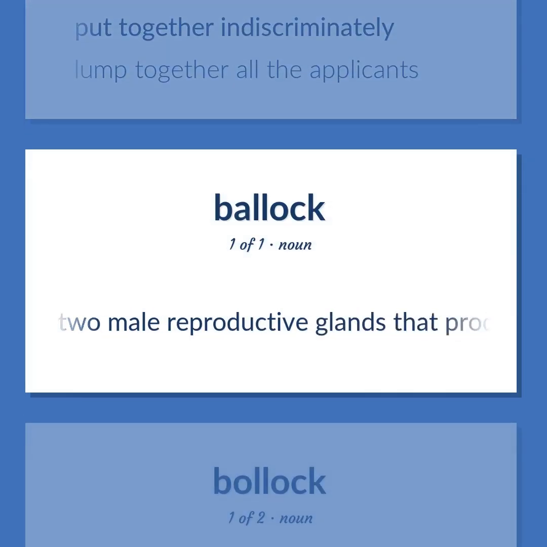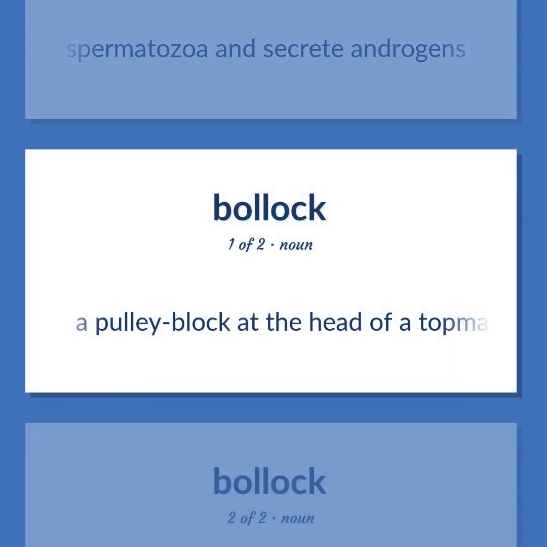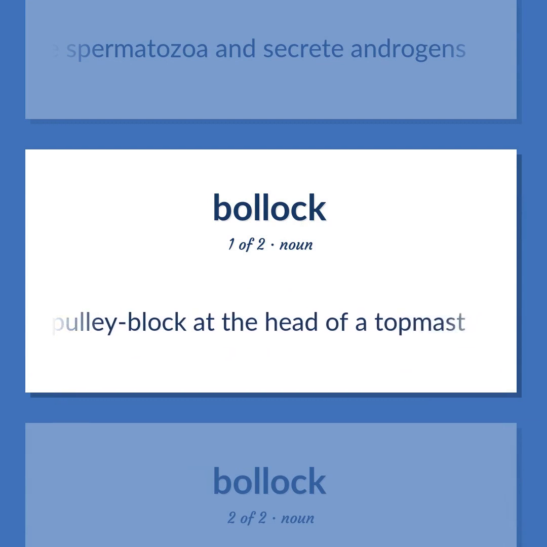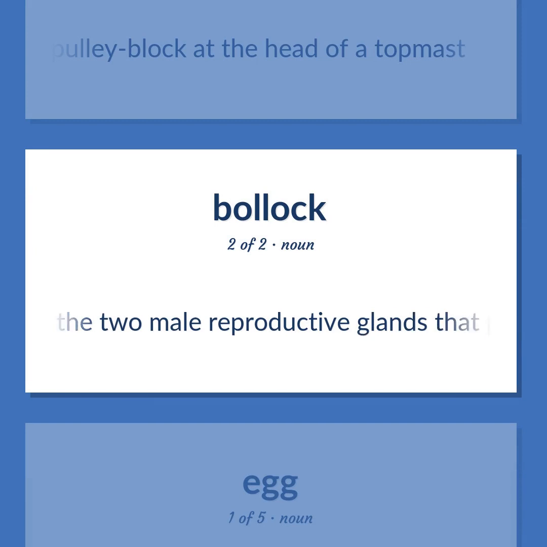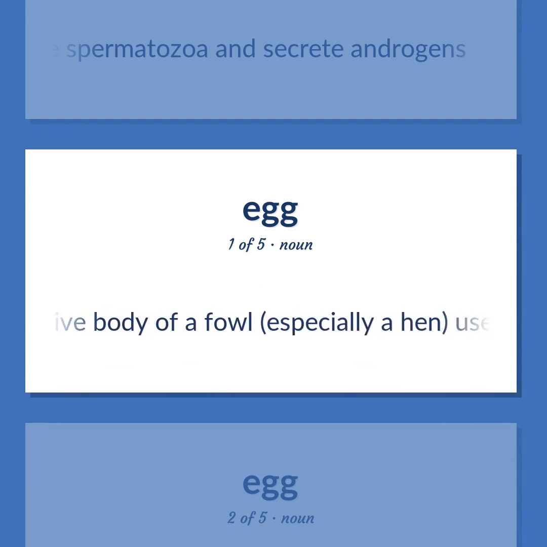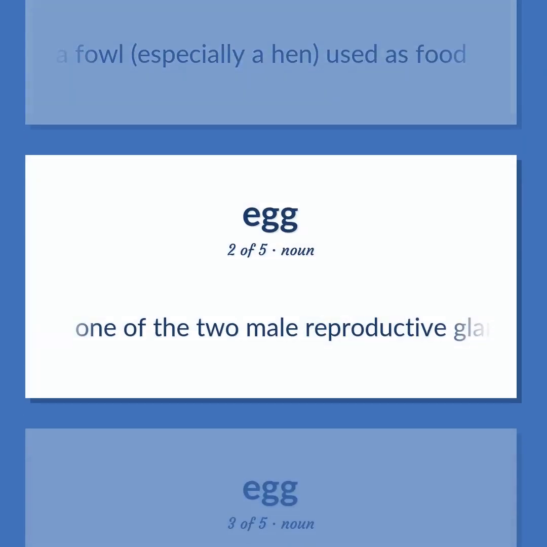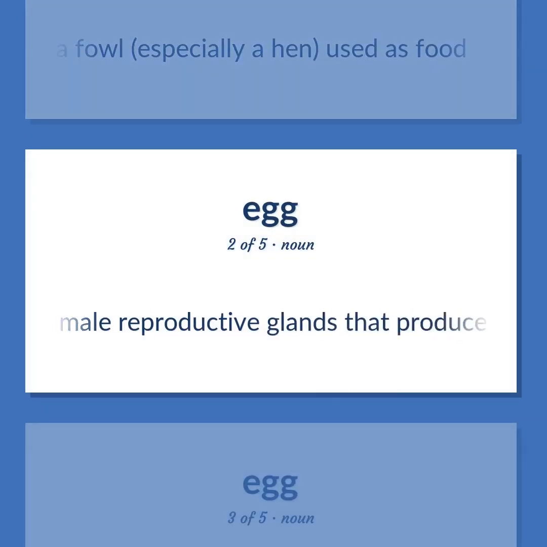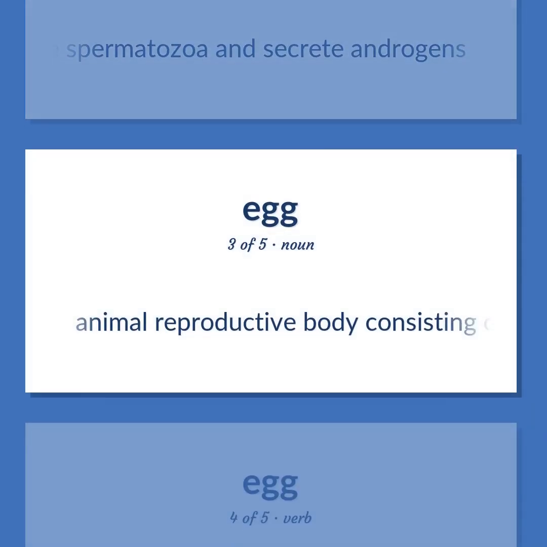One of the two male reproductive glands that produce spermatozoa and secrete androgens. A pulley block at the head of a topmast. One of the two male reproductive glands that produce spermatozoa and secrete androgens. Oval reproductive body of a fowl, especially a hen, used as food. One of the two male reproductive glands that produce spermatozoa and secrete androgens. Animal reproductive body consisting of an ovum or embryo together with nutritive and protective envelopes, especially the thin-shelled reproductive body laid by e.g. female birds.